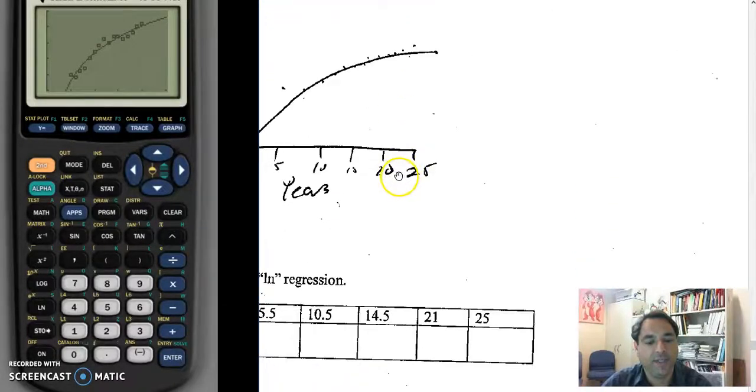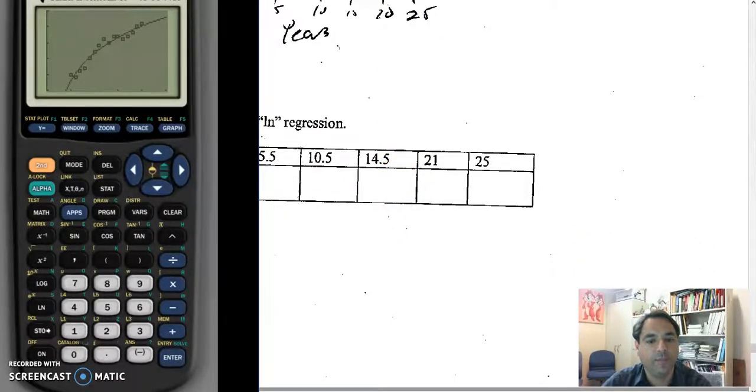Okay, a couple questions for this. I can fill in some numbers. So for example, if I go to the table, if I want to find out what spending a certain year has, I can plug in 5.5, enter, 10.5, enter, 14.5, enter, 21, enter, 25, enter. So if I have the year and want to know the spending, that's the way to do it.